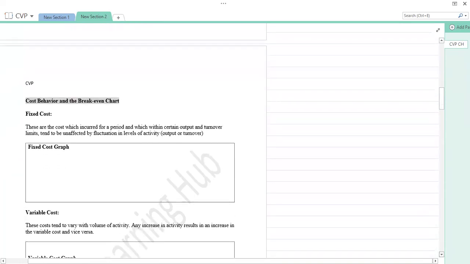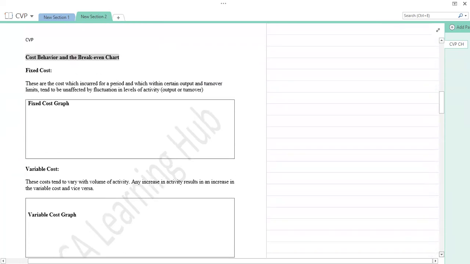Now, the break-even chart is based on cost behavior. That's why we will revise the cost behavior concept. Fixed cost. What is your fixed cost? As we know, in cost behavior, we classify the cost according to the activity level. When we define fixed cost, we say it is the cost which cannot change when the activity level changes, like the rent of the factory, salaries of the managers, insurance. These are all examples of fixed cost.